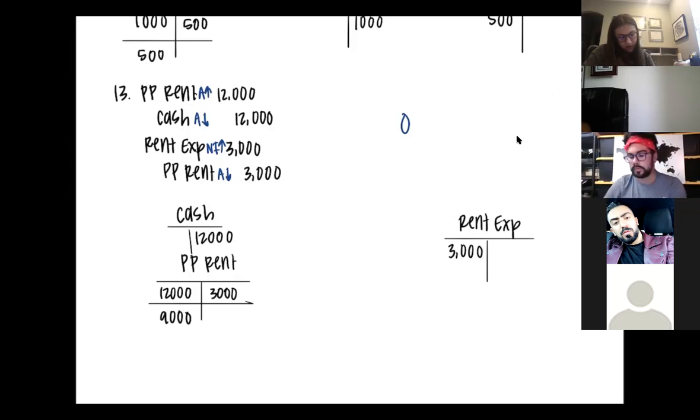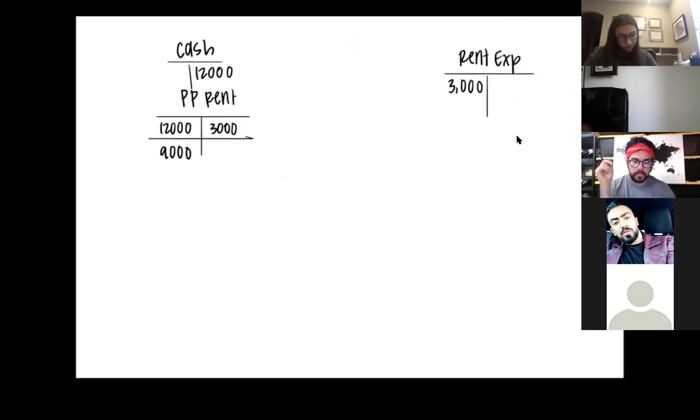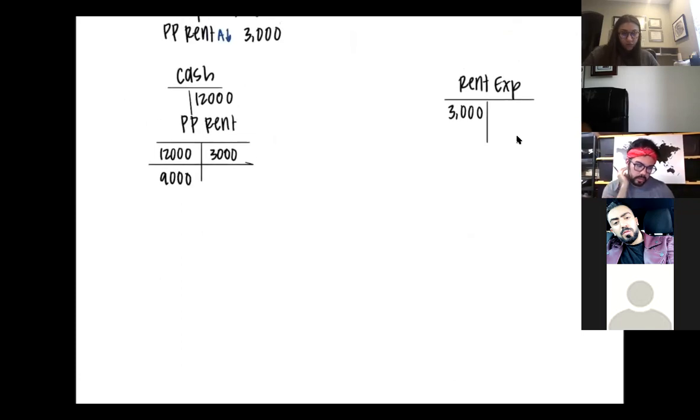In terms of liabilities, nothing, right? Because none of these accounts are liabilities. And then for expenses, they should have been expensed by 3,000. So our net income is overstated because we should have expensed 3,000 worth of rent. Everyone good on that one? Going to 14.